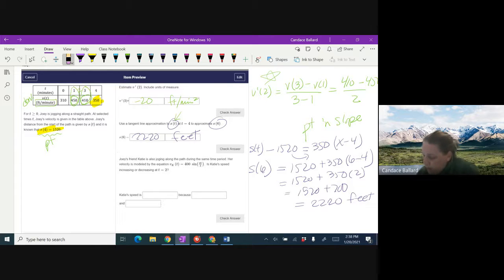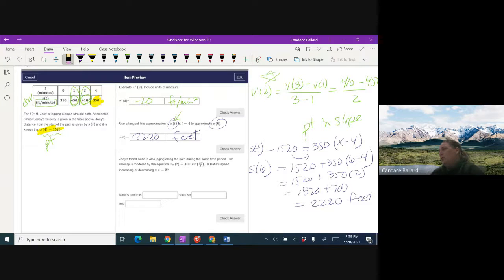So we've got Joey's friend Katie is also jogging along the path during the same time period. Her velocity is modeled by the function v sub k of t equals 400 sine of pi t over 3. Is Katie's speed increasing or decreasing at t equals 2? So if I'm talking about speed increasing or decreasing, what do I have to calculate?